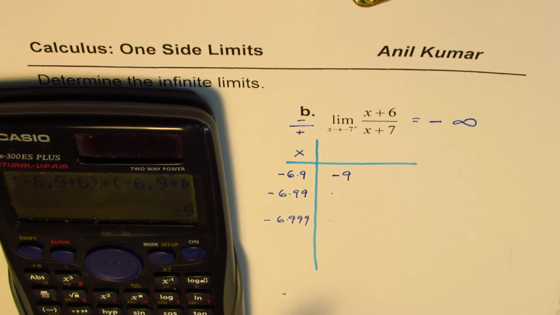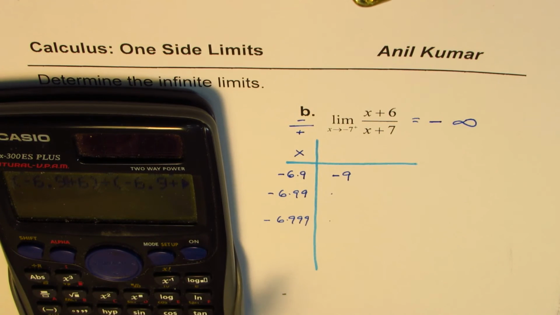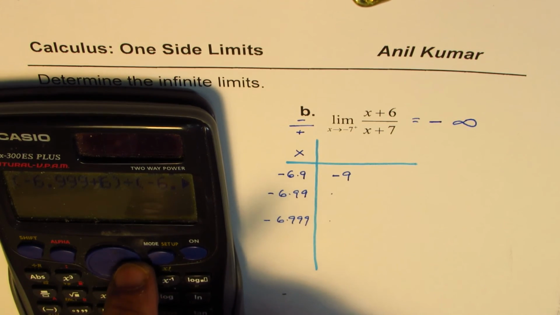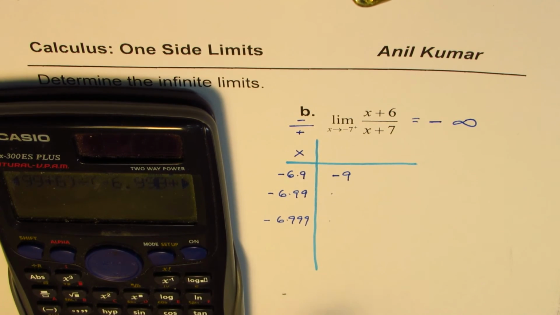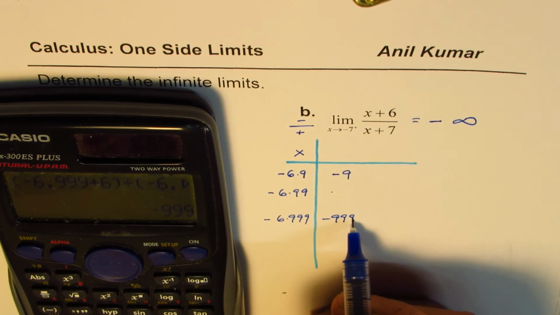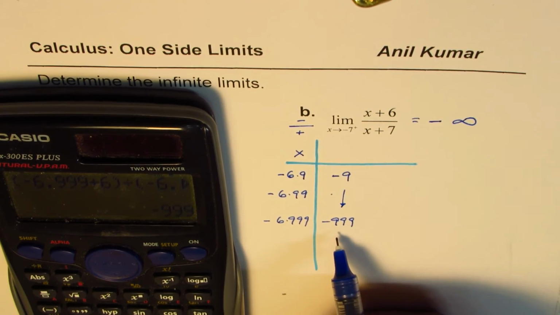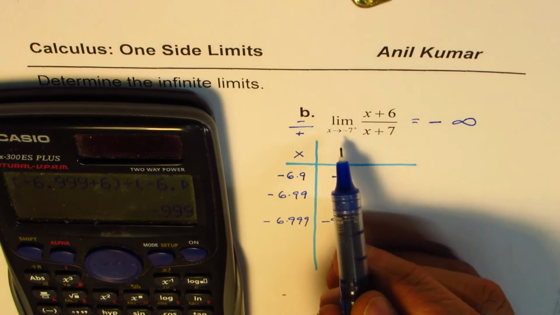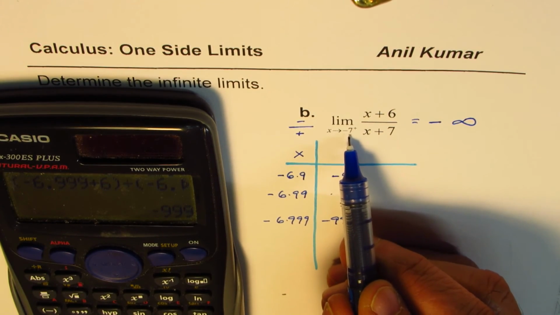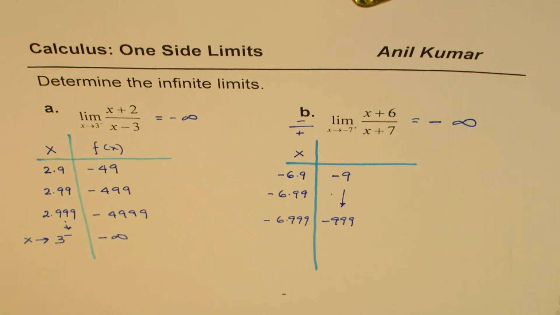And if I change this value to 6.999, so two 9s I'm adding, it gives me minus 999. Do you see? It shoots to a very, very large negative value. So as you come closer and closer to minus 7 from the right side, you are approaching negative infinity, and that is how we find one-sided limits.